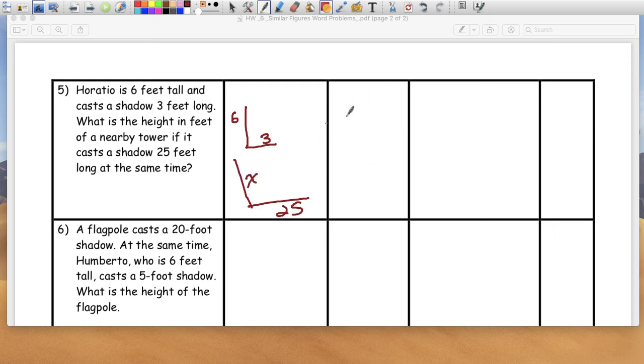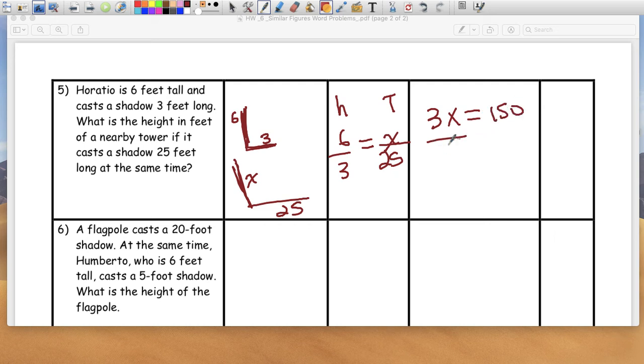We can set up a proportion, so let's call this Horatio, and let's call this the tower. Horatio, it's 3 to 6, whichever you want. So the height of him, this 6 here, corresponds to the height of the tower. And his shadow, which is 3, corresponds to the shadow of the tower, which is 25. So there's our proportion. Cross multiply is 3x equals 150. Divide by 3, divide by 3, and x is 50. So the height of the tower is 50 feet.